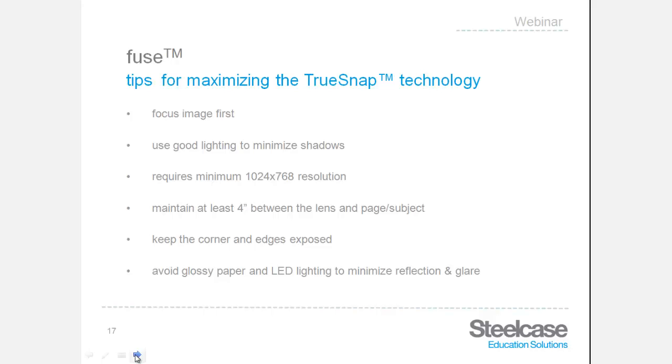Okay, try to keep the corners and the edges exposed, especially when you're using TrueSnap, because you need to have at least 3 edges for the TrueSnap square option and unbind to work. And one thing that was difficult for me to get used to was to avoid using glossy paper, because with glossy paper the LED light will reflect off the gloss of the ink and cause a glare effect. So those are all really important items to consider.